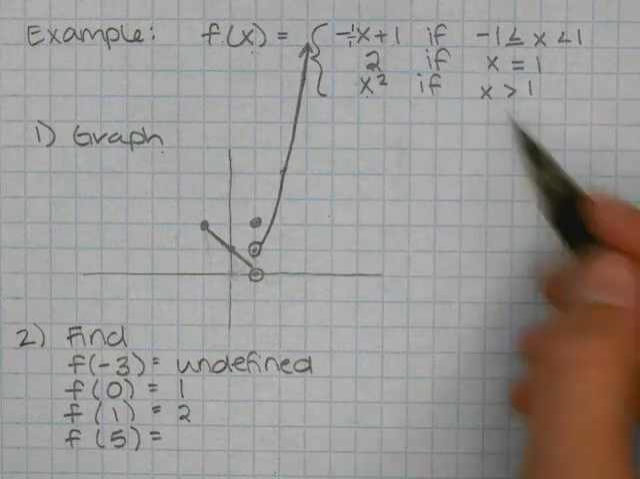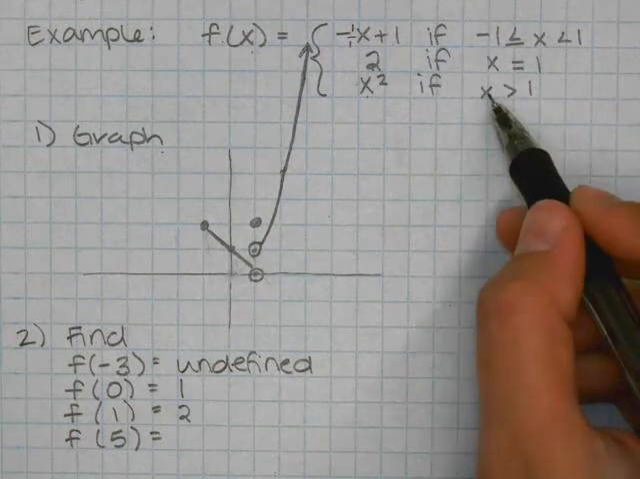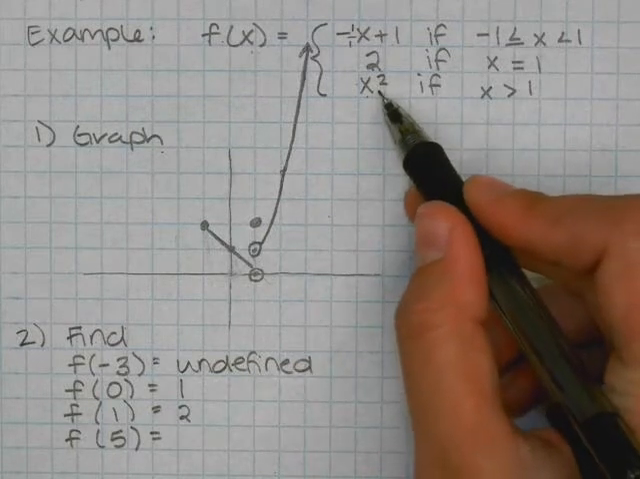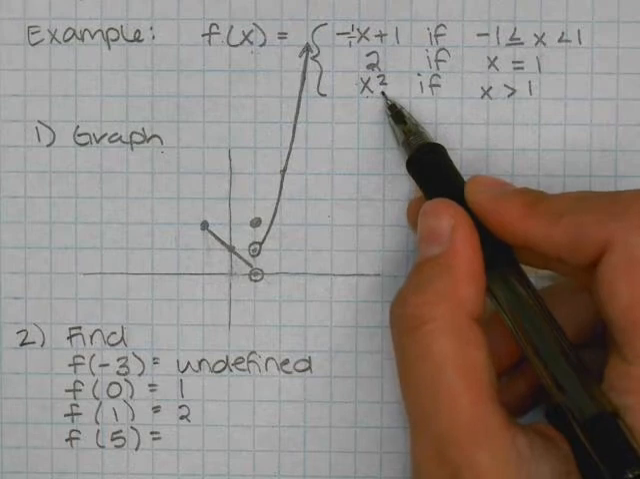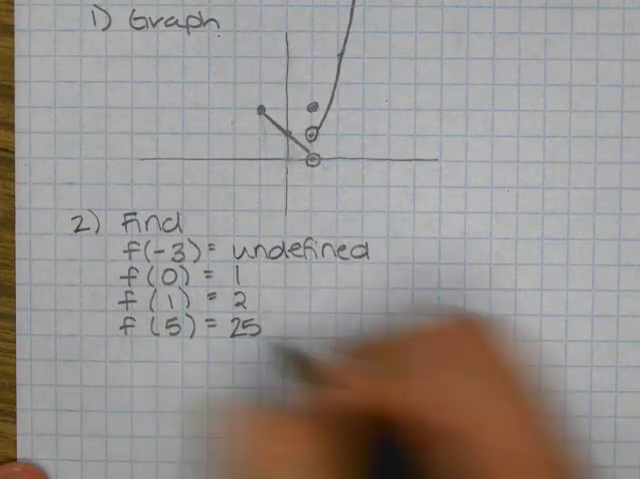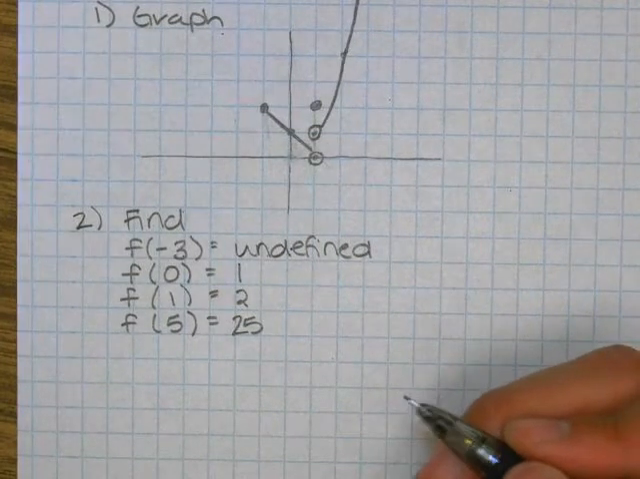So for this one, I'm going to have to look on here and say that 5 is greater than 1. So I know that I should plug 5 into the quadratic right here. And that means that 5 squared is 25. So if I were to evaluate the function at 5, my y value there would be 25.